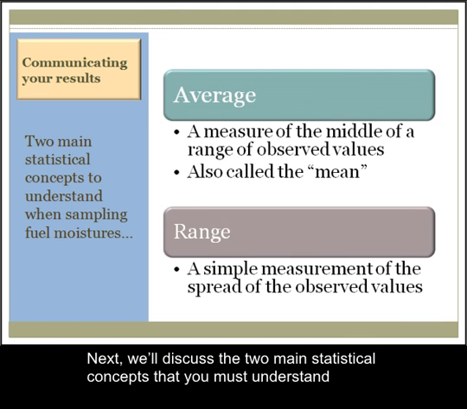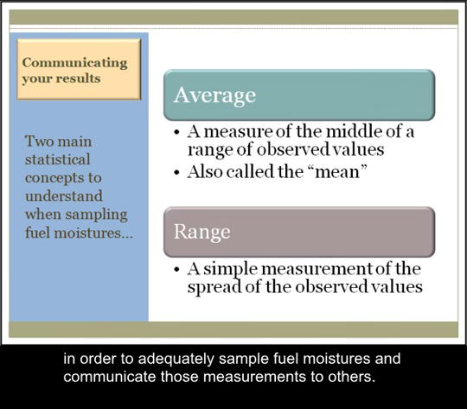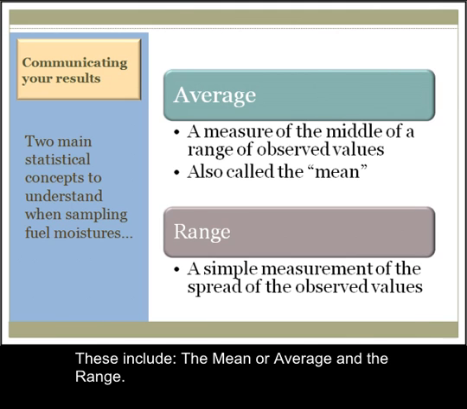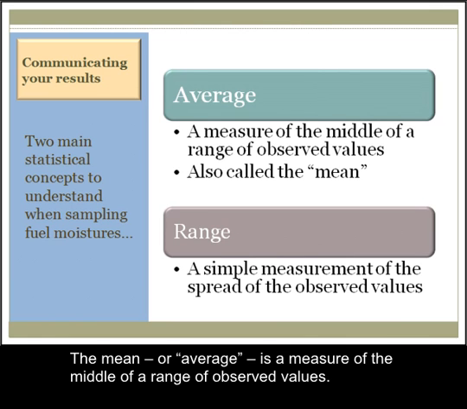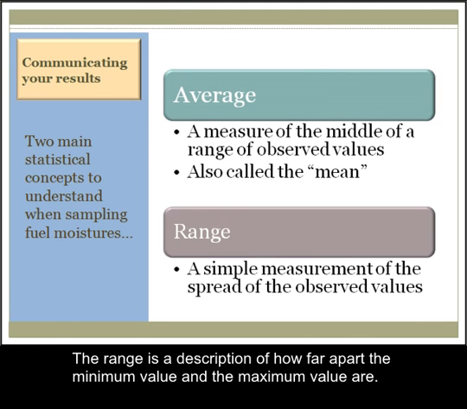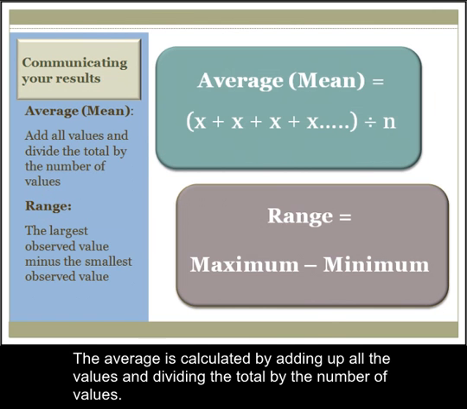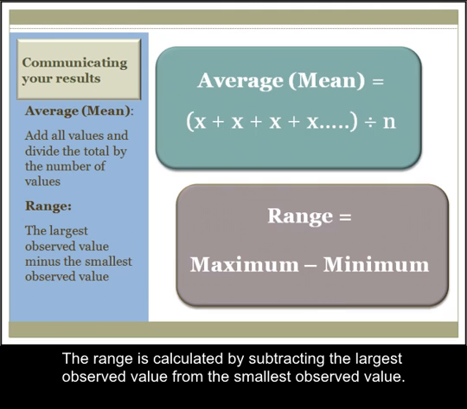Next, we'll discuss the 2 main statistical concepts that you must understand in order to adequately sample fuel moistures and communicate those measurements to others. These include the mean or average and the range. The mean, or average, is a measure of the middle of a range of observed values. The range is a description of how far apart the minimum value and the maximum value are. The average is calculated by adding up all the values and dividing the total by the number of values. The range is calculated by subtracting the smallest observed value from the largest observed value.